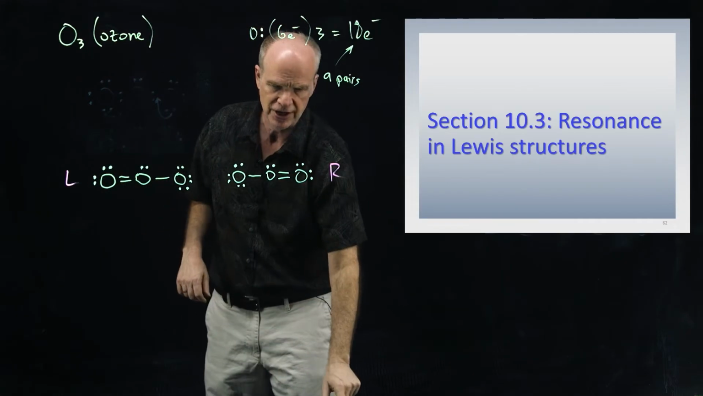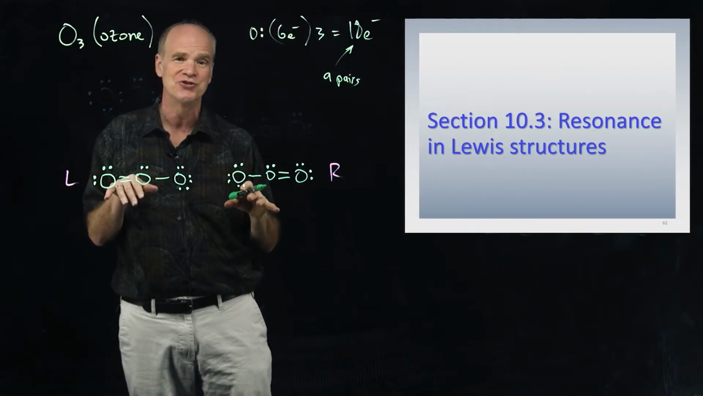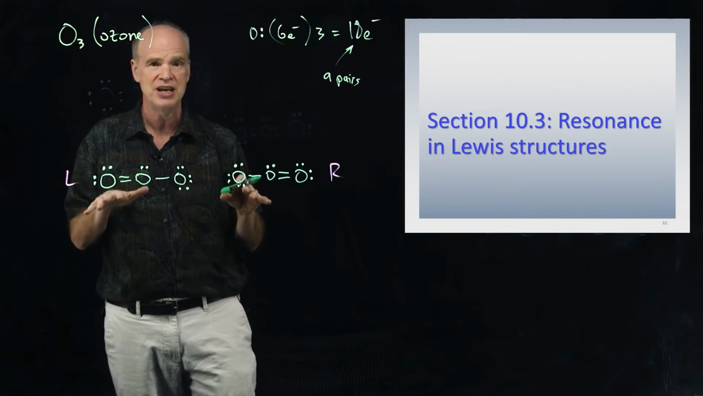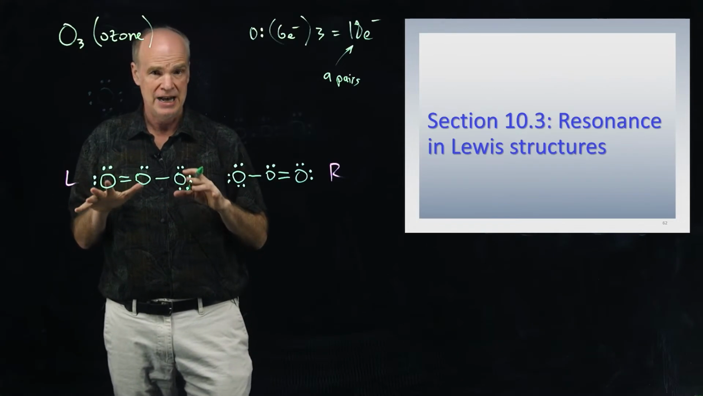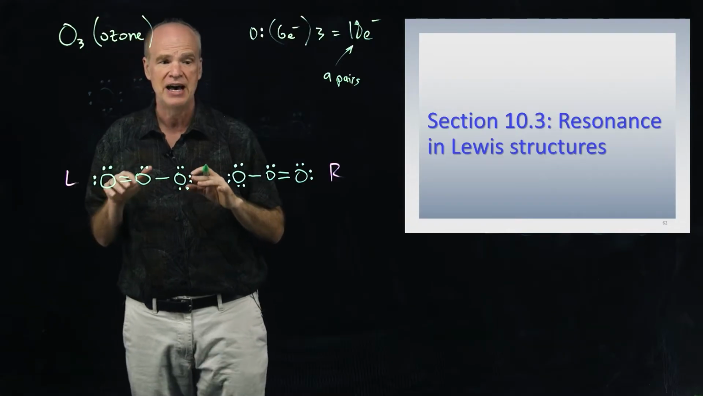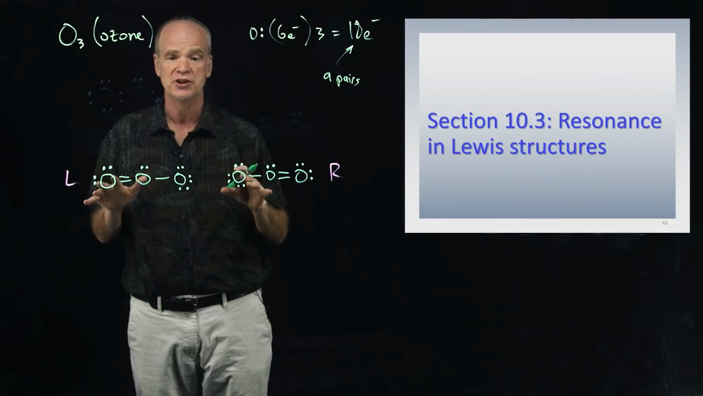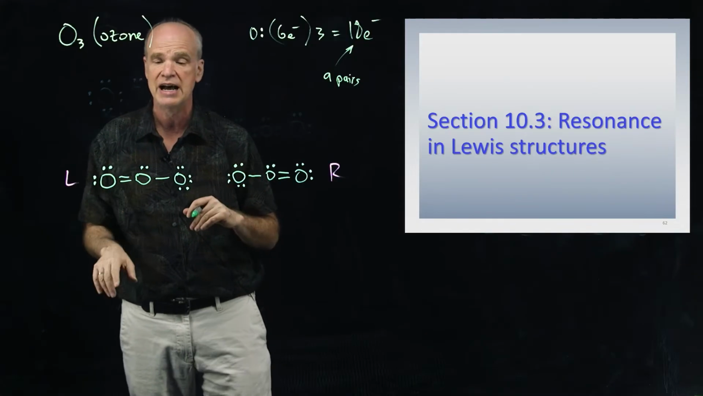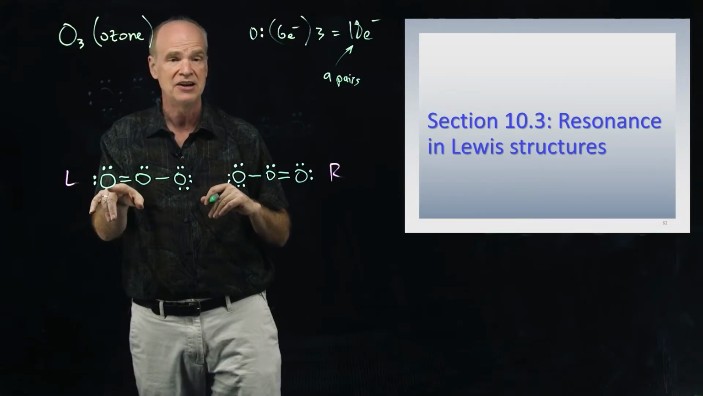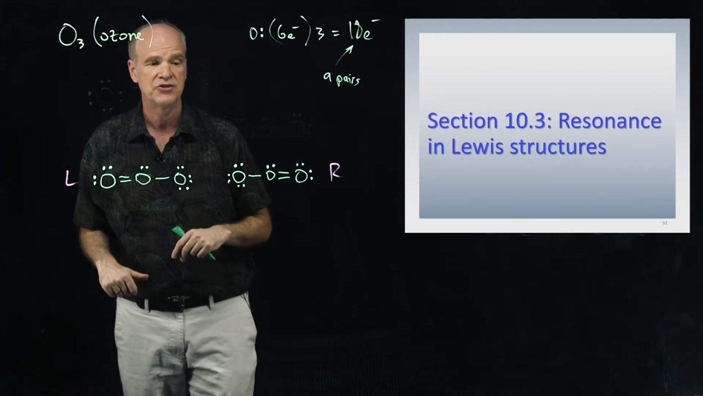The first thing I want to point out is, as far as I can tell, we have drawn these Lewis structures perfectly correctly, because in each case we have ensured that all the atoms in the structure have an octet. So that is good, and both of these Lewis structures are perfectly correct. But you can see that they're a little bit different from one another, in that here on the left we have the oxygen on the left receiving the double bond from the middle oxygen, and here on the right we have the oxygen on the right receiving the double bond.